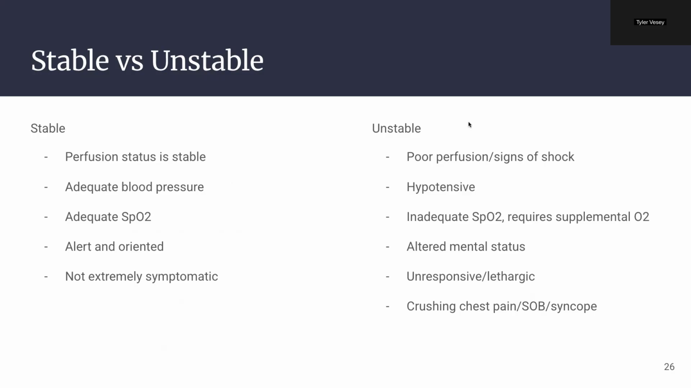So poor perfusion, signs of shock. Hypotensive, they have an inadequate SpO2, and you have to supplement their oxygen if they're not usually on any, or if they are on it, you're giving a lot more. Altered mental status, unresponsive or lethargic, crushing chest pain, significant shortness of breath, repeated syncope. This means that we are not perfusing the body well, and they're more likely to be categorized into this unstable category, which means that we're going to use cardioversion over medication. Stable patients get the medication, unstable get cardioversion.